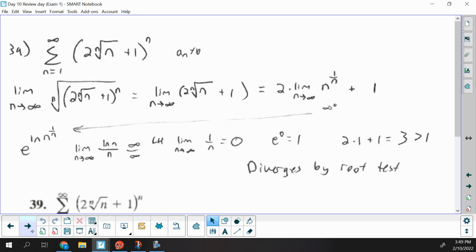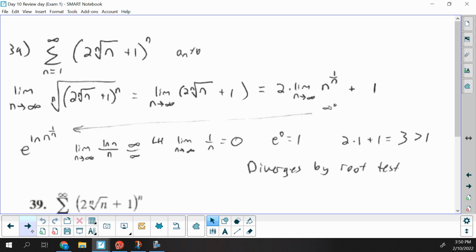Then we set the e aside, and we just do the limit of the natural log of n to the 1 over n in this case. Log laws allow the 1 over n to swing out front. 1 over n times natural log of n is the same as natural log of n over n. As n goes to infinity, those will each be infinity, so we can do L'Hopital's. Derivative of the bottom is just 1. Derivative of the top is 1 over n, so we end up getting 1 over n when it neatens.